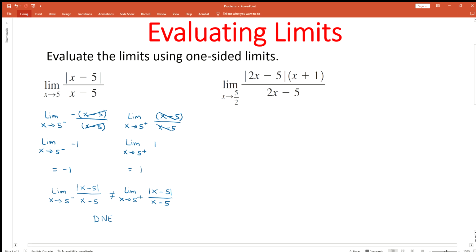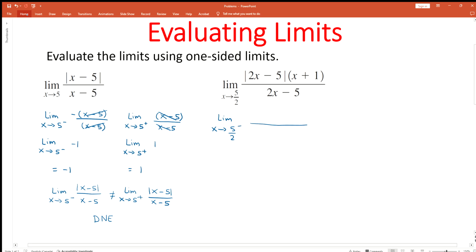Now we can evaluate the second limit. Limit x approaches 5 over 2, absolute value of 2x minus 5 times x plus 1 over 2x minus 5. We have to evaluate the left hand and the right hand limits for this expression. Let's start with the left-hand limit. For left-hand limit, we should put a small negative sign on 5 over 2.